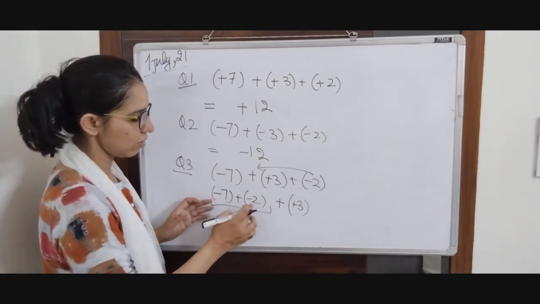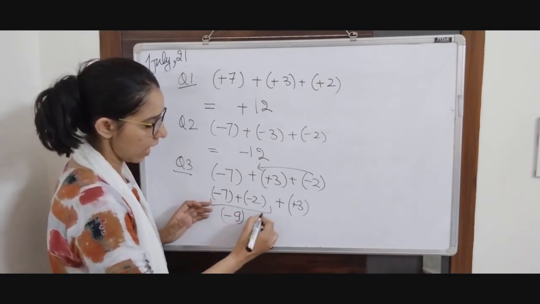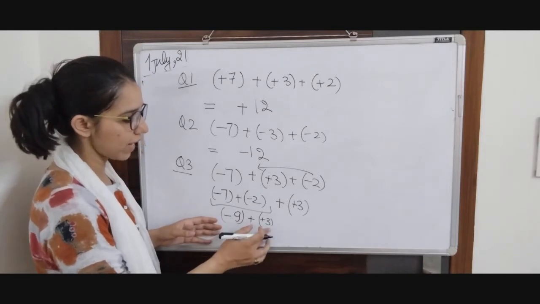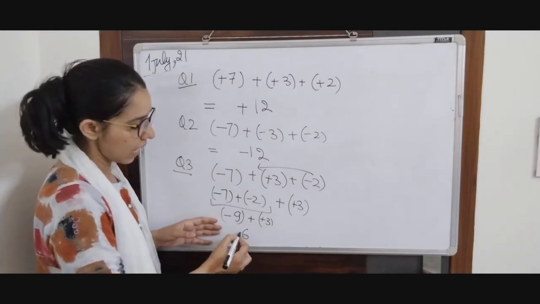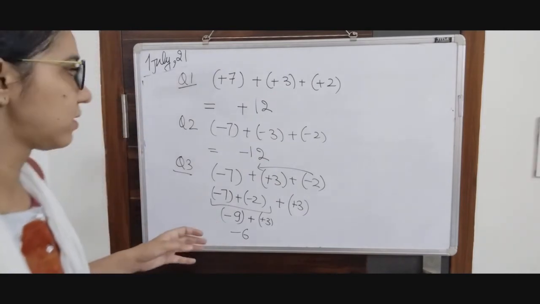So minus 7 minus 2 is going to be minus 9. Then we have plus 3. One number is negative, one number is positive. I will find the difference. The difference is 6, and keep the sign of the bigger number, that is minus 6.